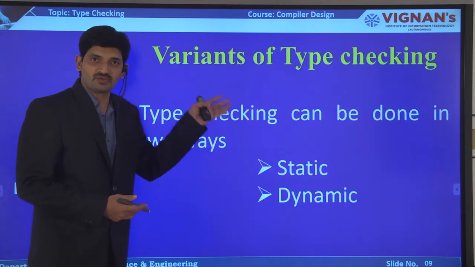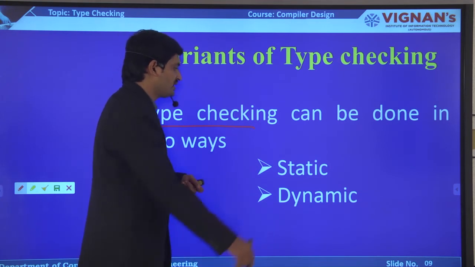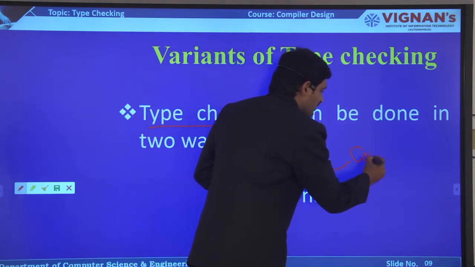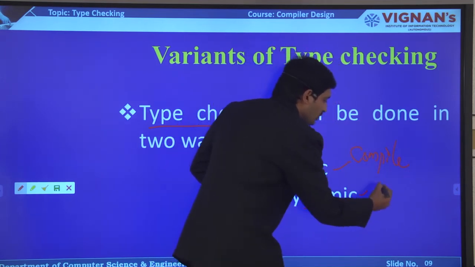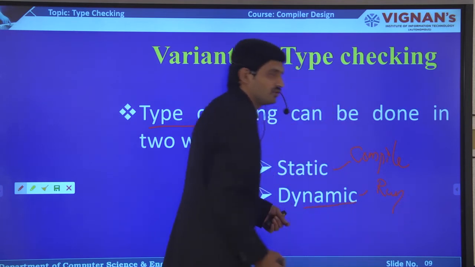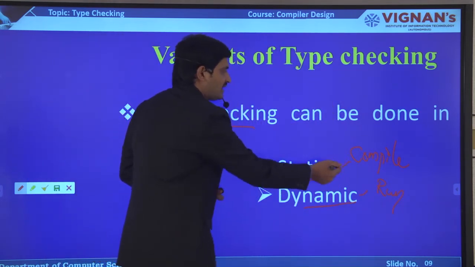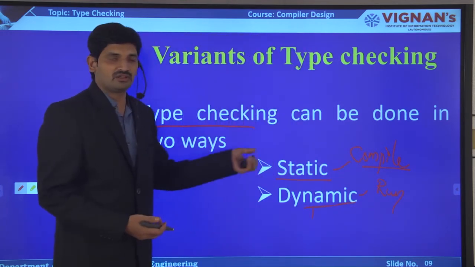Okay, come to the various variants of type checking. Type checking can be done in 2 ways, that is static and dynamic. If it is static, we check at compile time only, and if it is dynamic, we check at runtime. Now we are going to discuss the various types of static or compile time type checking and what dynamic type checking is.